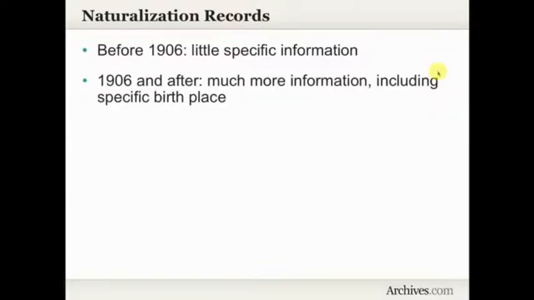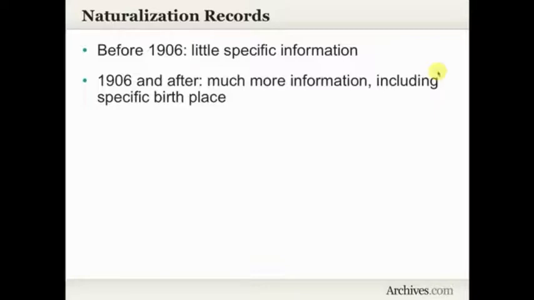Just a couple of tips about once you start working in naturalization records. Now, a lot of people want to make that jump as soon as they find that their ancestor was born someplace other than the United States. They want to, boom, go right into naturalization records. Couple of things to keep in mind.